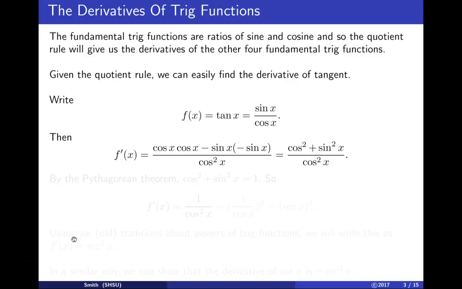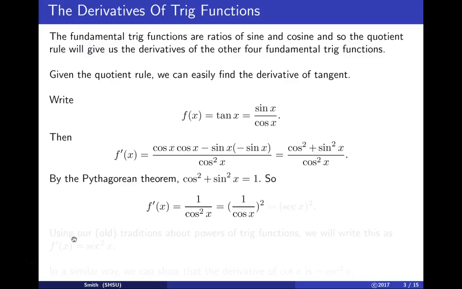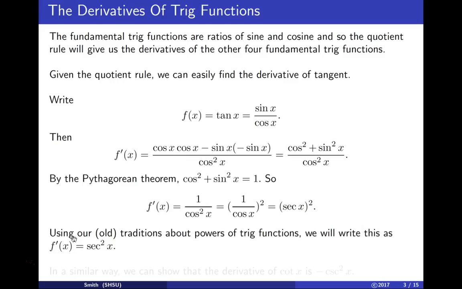Now you might look at that numerator and recognize it as part of an identity. By the Pythagorean theorem of trig, the cosine squared of x plus the sine squared of x is 1. So the derivative is 1 over cosine squared, or if we wish, we can think of the derivative of tangent as secant squared. Using the quotient rule and writing tangent as a quotient, and using the Pythagorean theorem, we can get the derivative of tangent as secant squared. Using old traditions about powers of trig functions, we'll put the 2 over the secant, so the derivative is secant superscript 2 x.